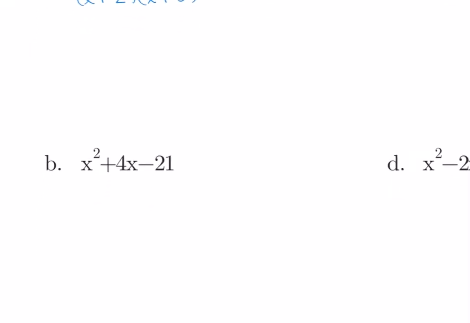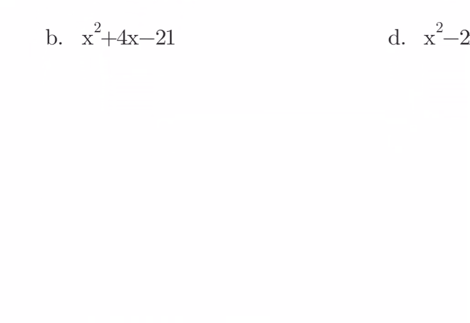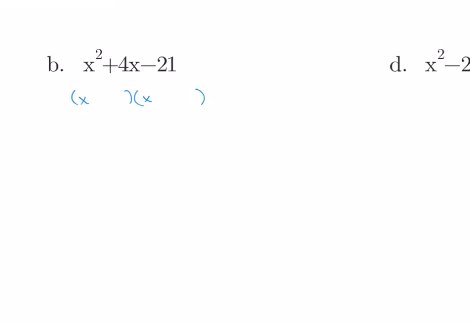All right, let's come down to example B. Example B, I'm going to start with my parentheses. My firsts I know are x and x. Let's talk about our signs. We are multiplying to a -21. This tells me different signs. And I want my larger number to be positive. So I'm just going to put different signs in here for now.